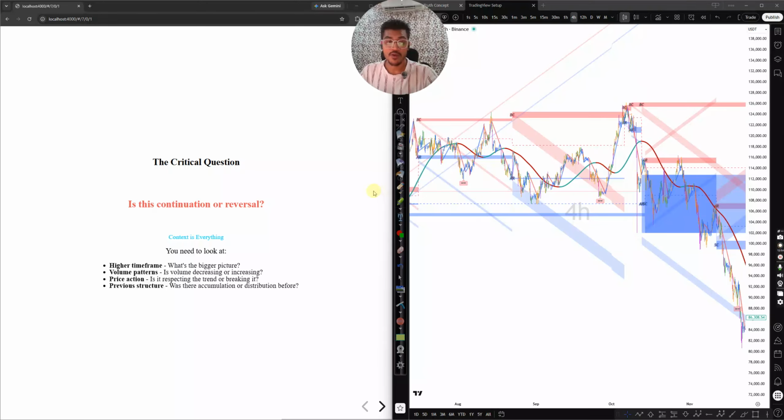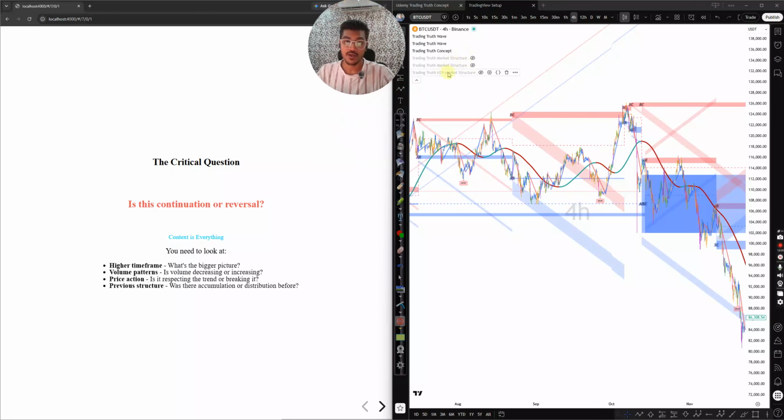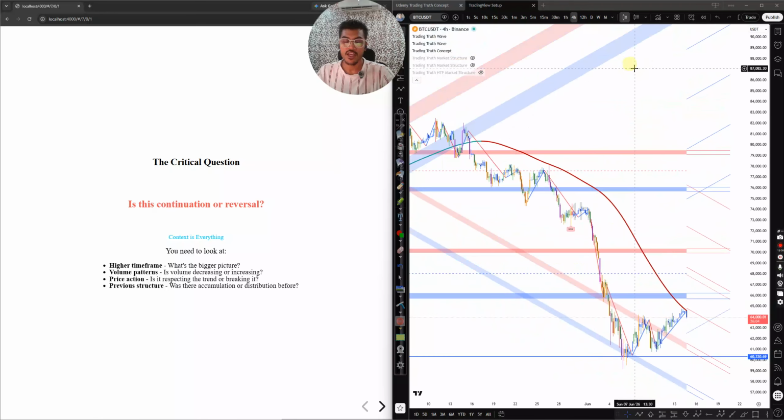Moving forward, I actually wanted to show you guys this one, what the higher time frame is showing. So let's actually get started. I actually want to show you this. So if you have watched my previous course, I actually taught you guys geometry of the market and how market behaves. I actually call it trading truth market structure.